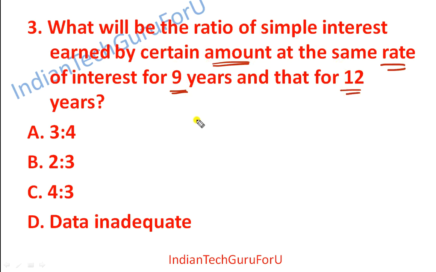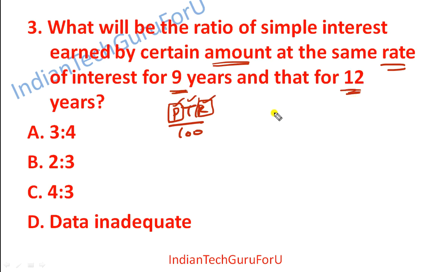So what is the formula for finding out the simple interest? PTR by 100, where P is the principal, T is the time period, R is the rate of interest. So what they said, principal as well as rate of interest are same. Only the time changes. What is the time? 9 years as well as 12 years.